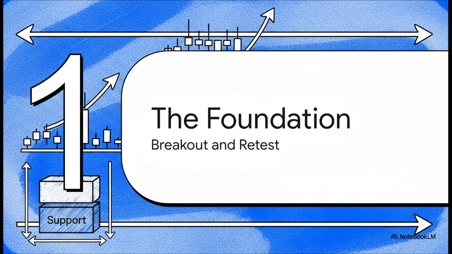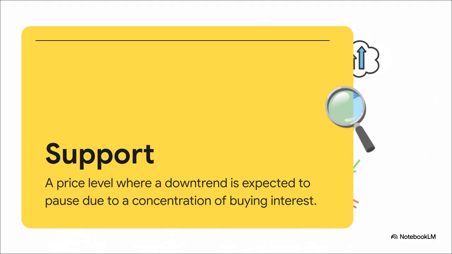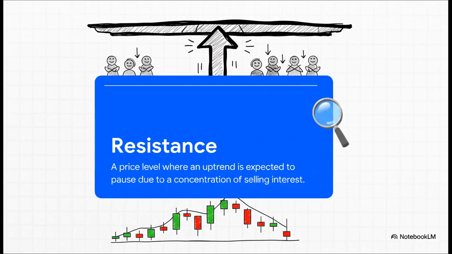Okay, so before we can actually use the strategy, we've got to get the basics down. It all starts with two concepts that are pretty much the foundation of technical trading: support and resistance. First up, we've got support. Think of this as a price floor. It's a level where buyers have shown up in the past and said, nope, not going any lower. It's like a safety net that catches the price when it's falling. And on the flip side, you've got resistance. This is the ceiling. It's a price level where sellers tend to show up and put a lid on any rally. The price hits this level and really struggles to push higher.